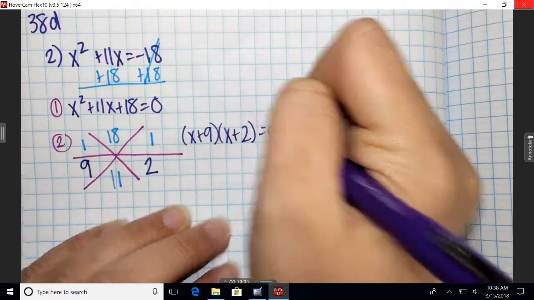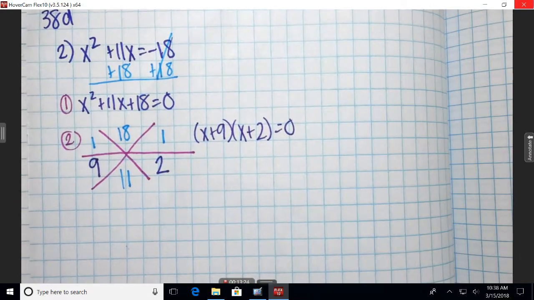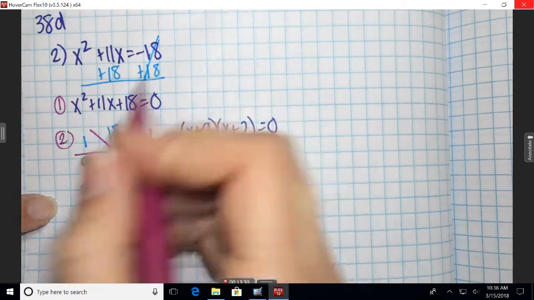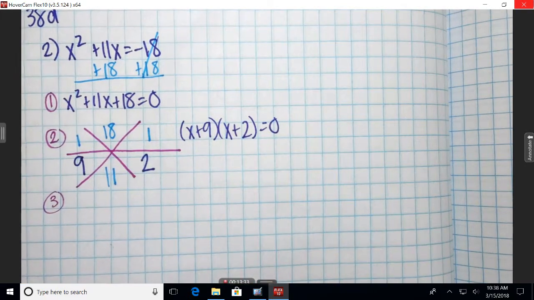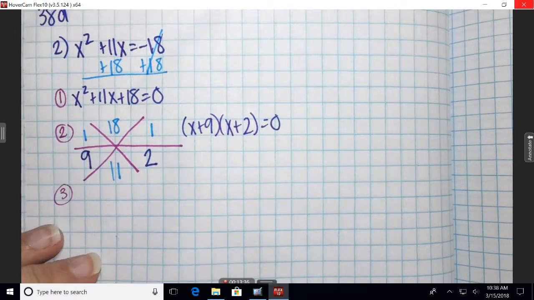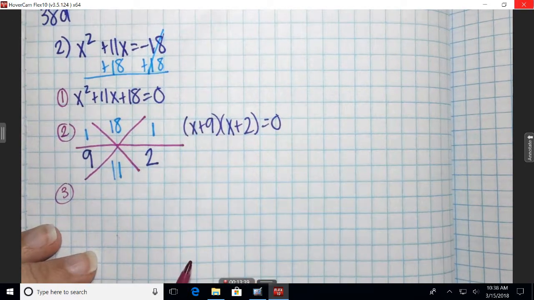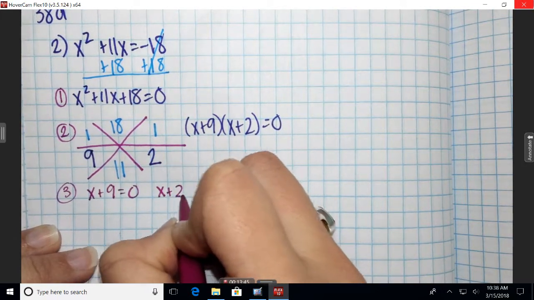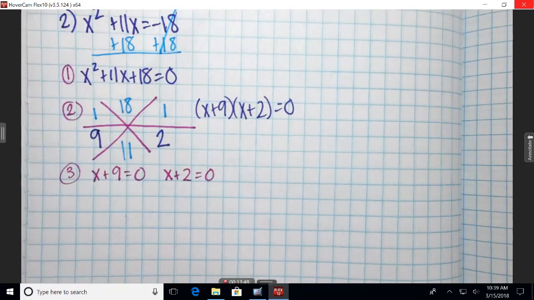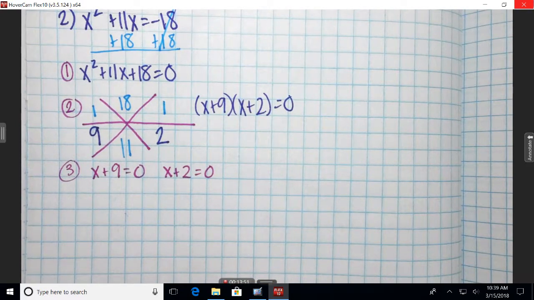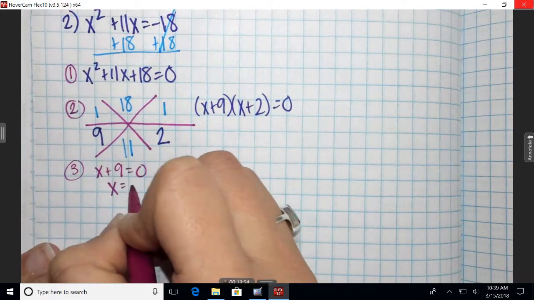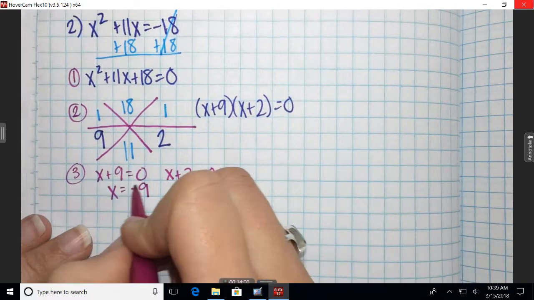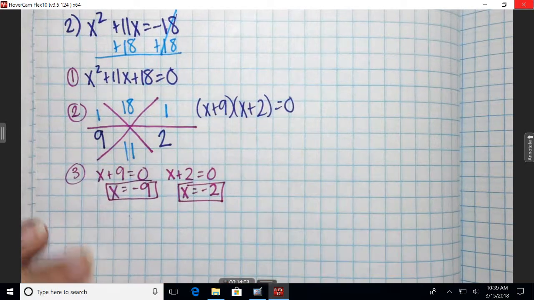Equals 0. All right, so we set it equal to 0. We factored it. Step 3, we need to find what our solutions are. So how would I do that? I split these up and set them equal to 0. So I write x plus 9 equals 0, and x plus 2 equals 0. And then you get x equals negative 9 and x equals negative 2. So these are the solutions, and where it's going to cross our x-axis.